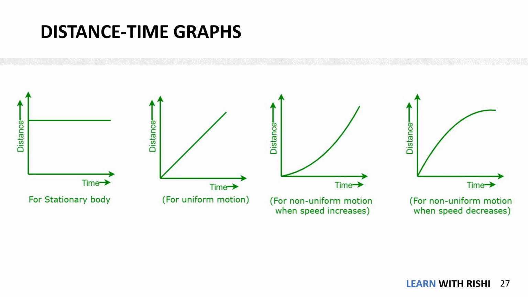For non-uniform motion, there are cases when speed increases and when speed decreases. For non-uniform motion, the distance covered is unequal for equal intervals of time. If the speed increases, you will see this kind of graph which is going upwards. If the speed decreases, the graph will come downwards. So these are the four graphs, and from these four graphs we can conclude that for uniform motion the graph is a straight line, for non-uniform motion the graph is not a straight line.